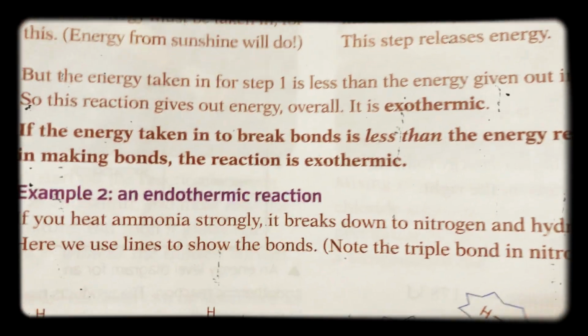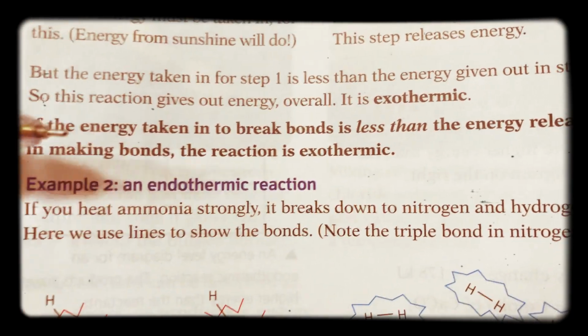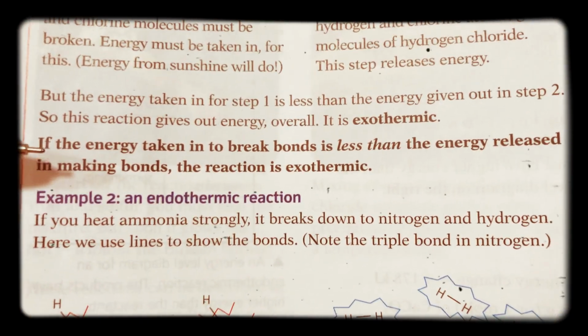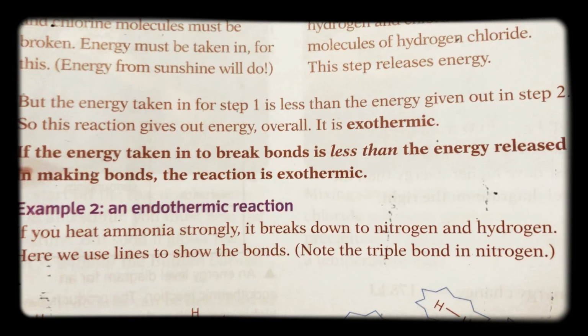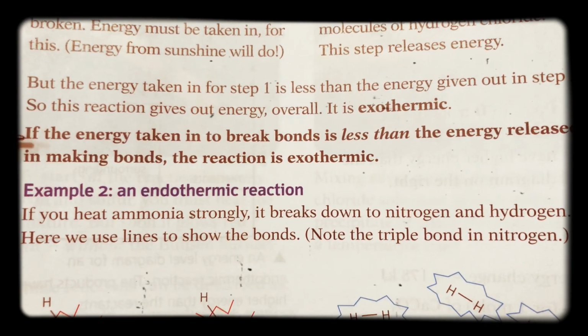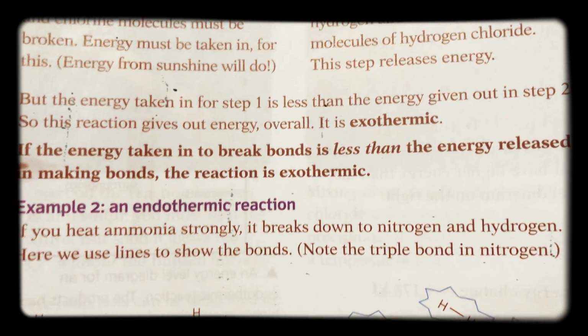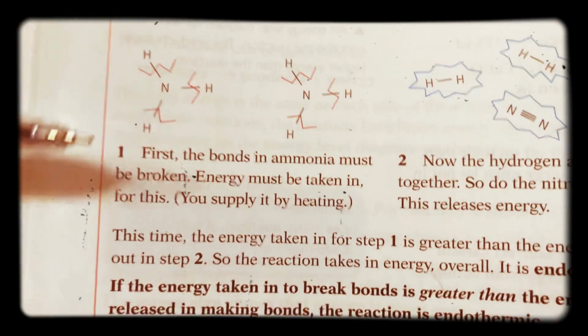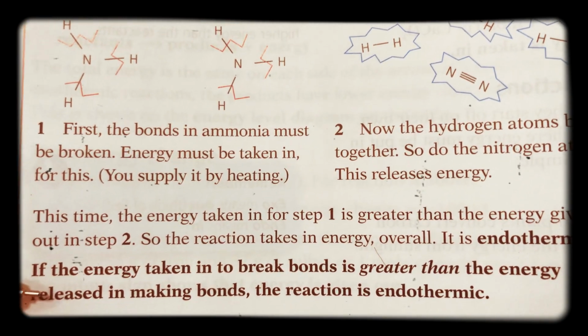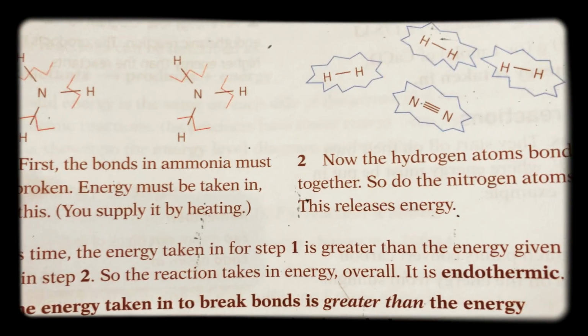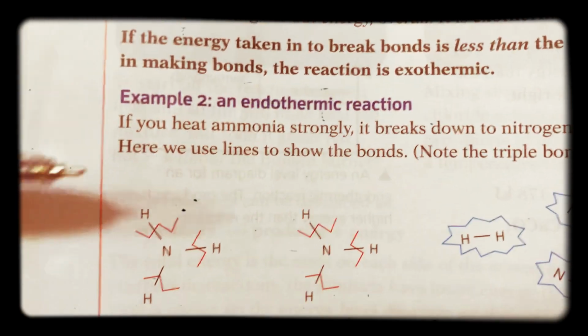So a quick recap of the rule that I just gave to you, and this is really important. I'm going to test you on this. If the energy taken in to break bonds is less than the energy released in making bonds, the reaction is exothermic. And if the energy taken in to break bonds is greater than the energy released in making bonds, the reaction is endothermic.